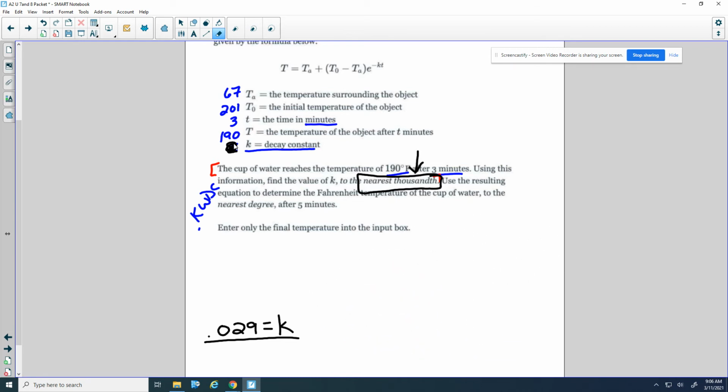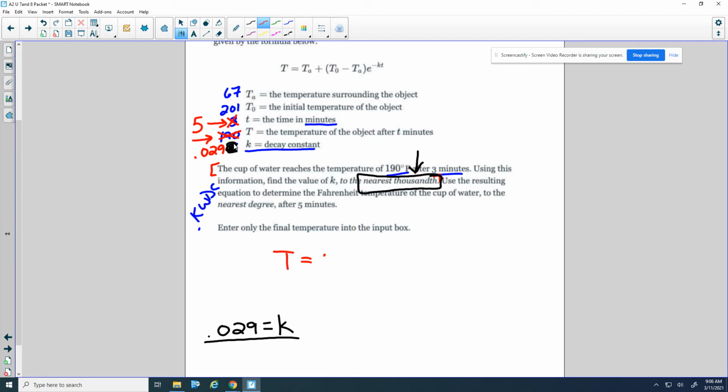And then do the second part of the problem. So looking at this, now that I know k, my other new information is that this is now 5, and I now know k is 0.029. And that's what I'm looking for, the temperature after 5 minutes. So some of my variables have stayed the same, some have changed.